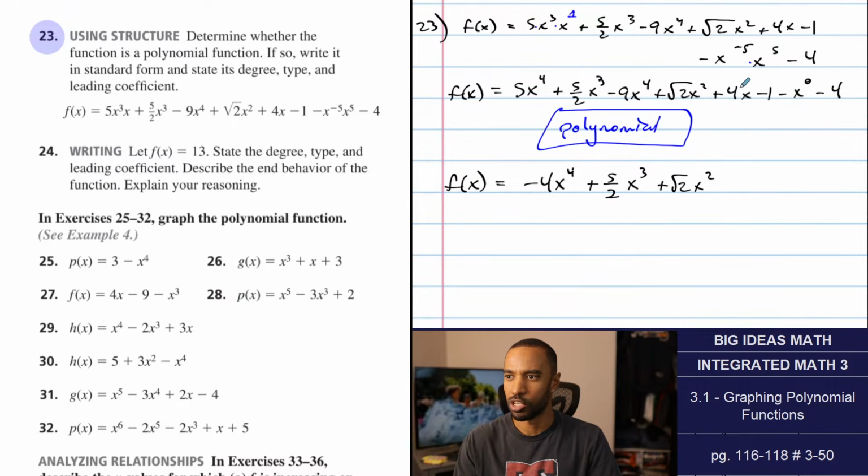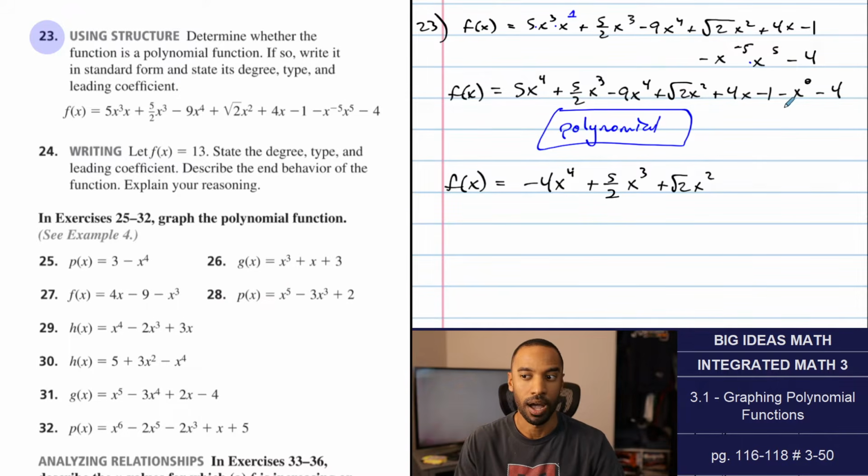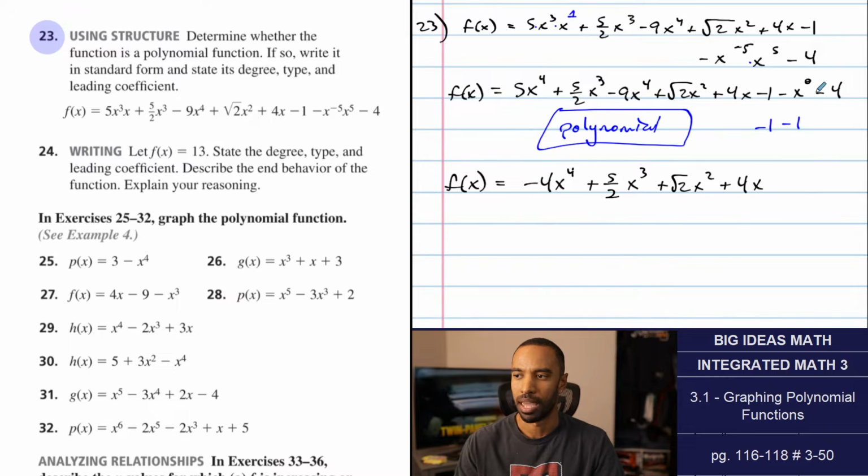4x is next, and you might say, oh, what about, do I do it with x to the 0? No, remember, x to the 0 is 1. It's just a constant value, so we'll leave that. This is just plus 4x. Now we have negative 1. This is minus 1 here, not 0. Minus 1 minus 4. Negative 1 minus 1 minus 4 is negative 6.